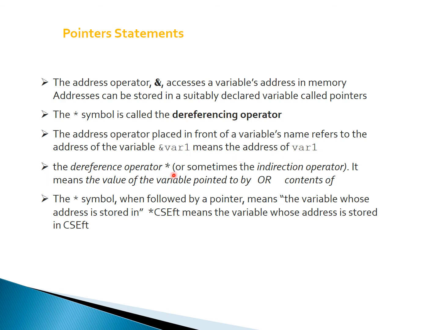The dereference operator, asterisk, or sometimes the indirection operator, means the value of the variable pointed to by, or contents of operator. The asterisk symbol, when followed by a pointer, means the variable whose address is stored in it. For example, asterisk variable1 means the variable whose address is stored in variable1, the name of the variable.